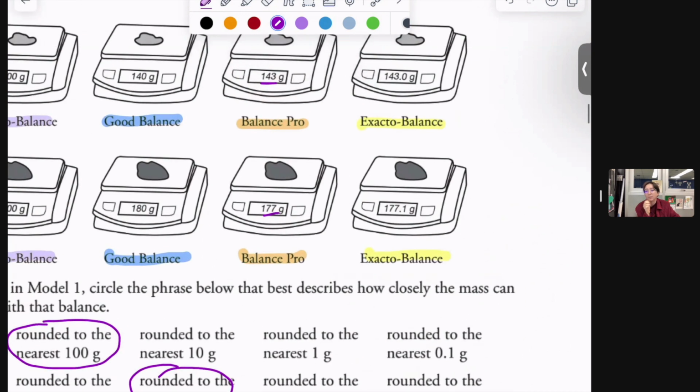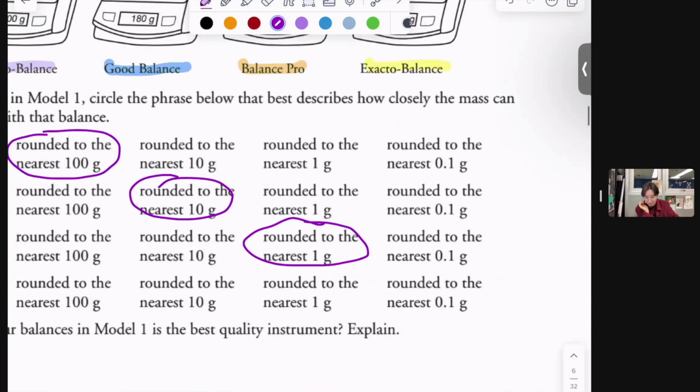Okay, now finally we got this one. And again, we've added another digit. So what place are we rounding to with this balance? Now we have our tenth place. We're rounding to the nearest 0.1 grams.